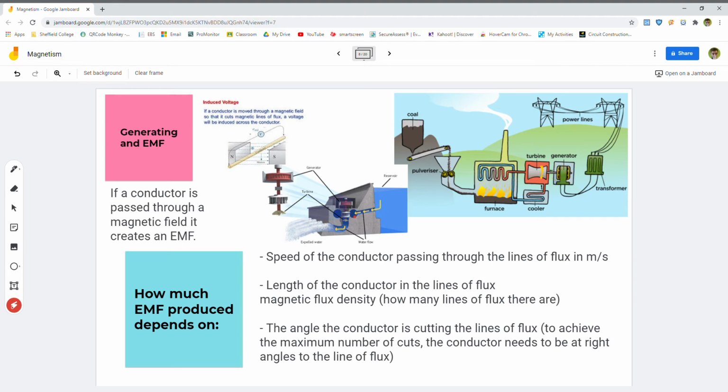So basically, as long as we've got something that can turn a turbine, which is attached to a generator, we can create electricity. This can either be from fossil fuels or renewable energy sources. But as long as we've got that turning motion of that turbine, we can create that electricity. So, how much EMF is produced depends on three factors: the speed of the conductor passing through that magnetic field, the length of the conductor within that magnetic field, and the angle of the conductor within that magnetic field.